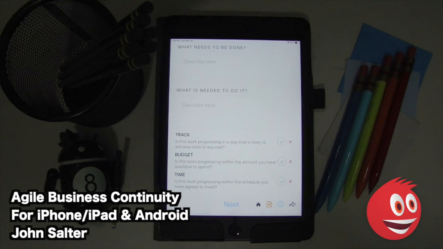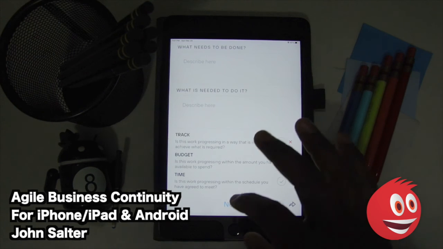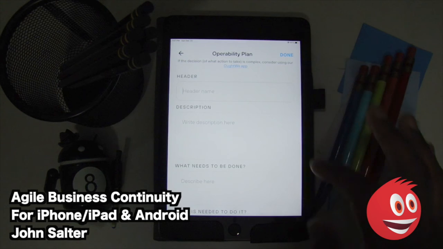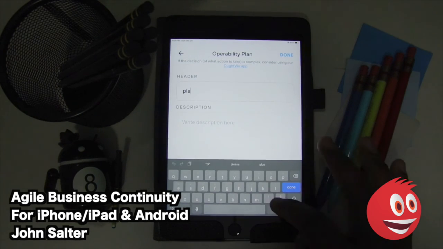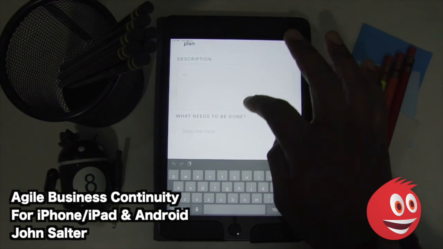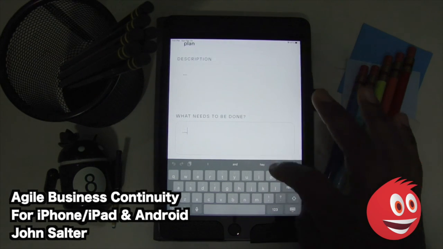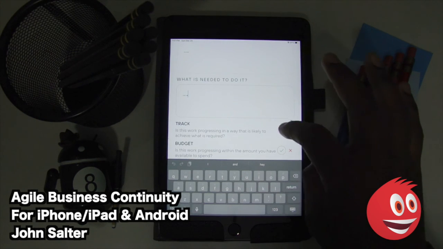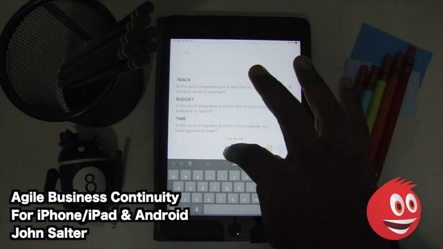It should be pointed out that John Salter also has the We app. We did an overview of that not too long ago. So once we tap on next, once we're done with that, we have to enter the name. We have to enter all this stuff here. We're just going to call this plan just to do it. You have your description. Of course, you would be adding all of the details if you were sitting down with your team. And of course, we have these down here, and we can tap on next.